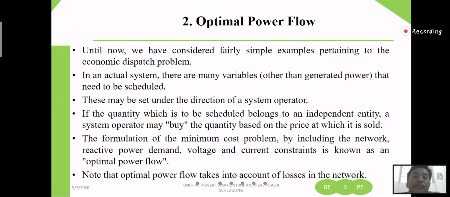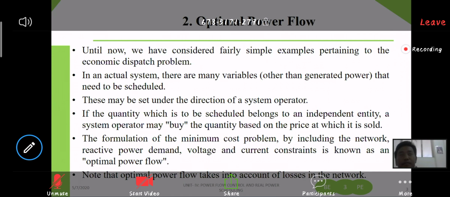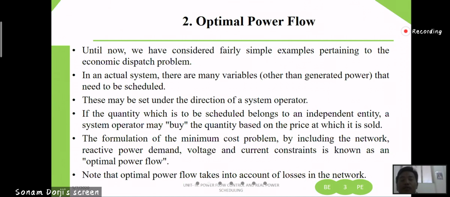Okay, so when somebody asks what is meant by optimal power flow, actually it is a formulation of a minimum cost problem. Cost should be as minimum as possible, by including the network constraints, reactive power demand, voltage and current constraints. It is known as optimal power flow. So in this optimal power flow study, it will also include the losses taking place in the network, how much losses are taking place in the network. Okay, so this is the basics about optimal power flow.